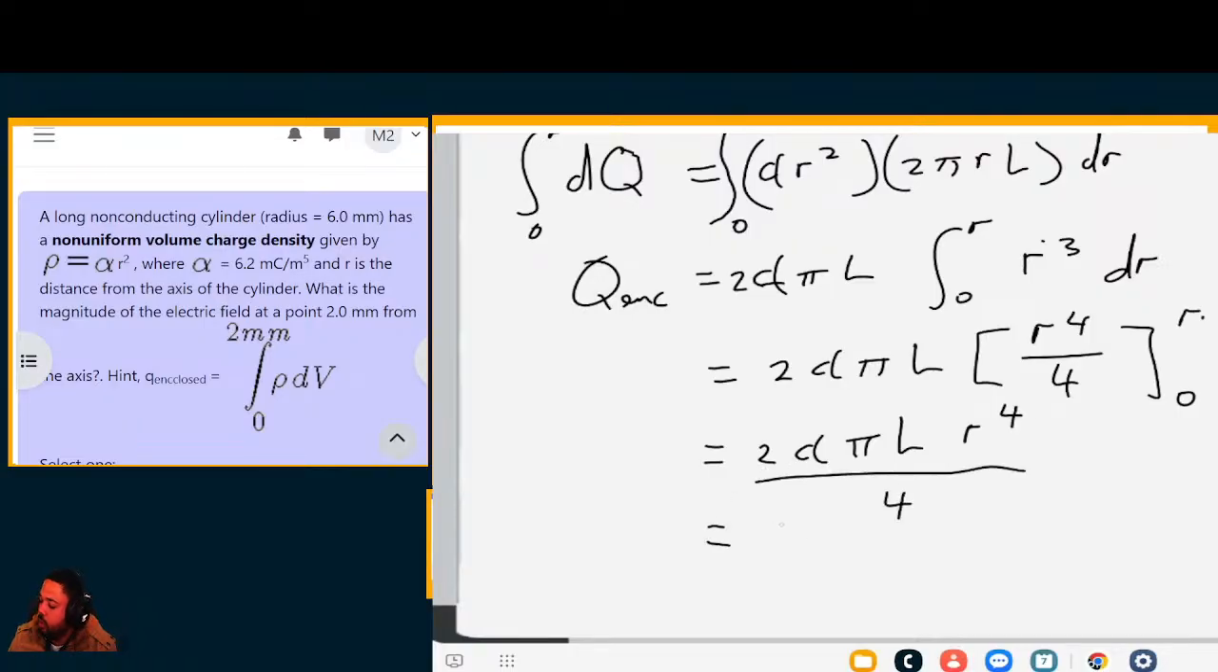So it's just going to be 2 divided by 4, so it's just alpha pi L r to the power 4 over 2. That, ladies and gentlemen, is the enclosed charge. That should become second nature to you. Please go and practice this. If you did not understand that, it's just simple integration that I did.